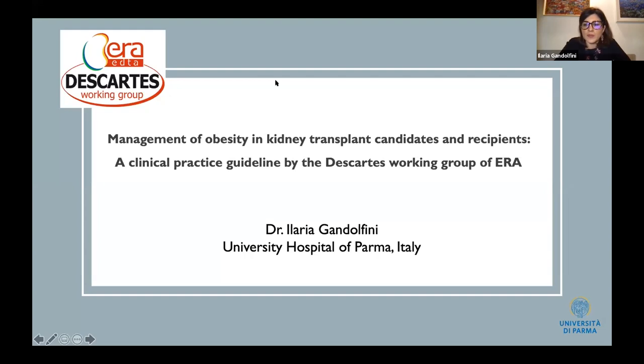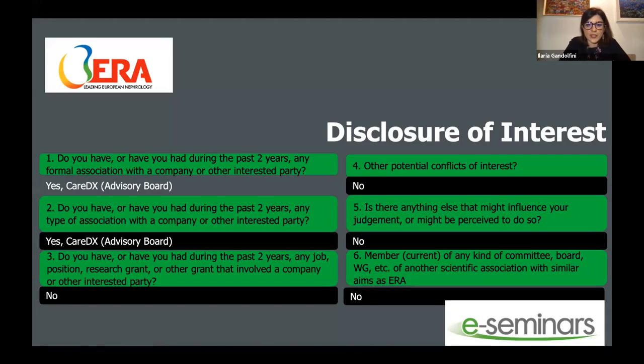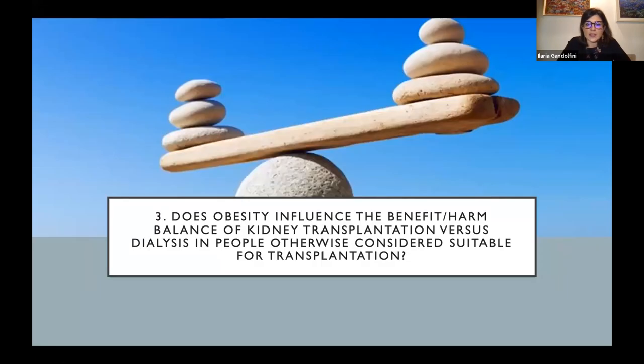So I will move to chapter 3 and 4 of this guideline. These are my disclosures. And so the third question is, does obesity influence the benefit-harm balance of kidney transplantation versus dialysis in people otherwise considered suitable for transplantation?